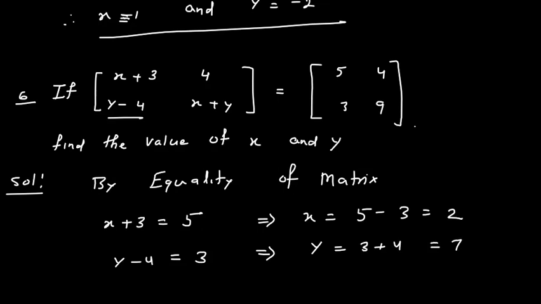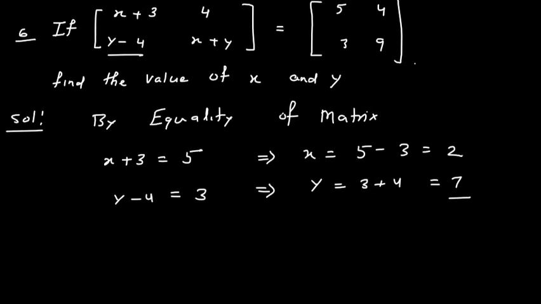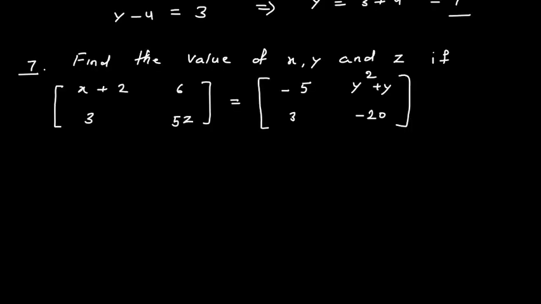And if you check this x plus y, we are getting 9. Okay, here also we are getting 9. So this is the answer by equality of matrix. This is x and this is y. Simple question. Okay. Now let us see the seventh problem. Question number 7.